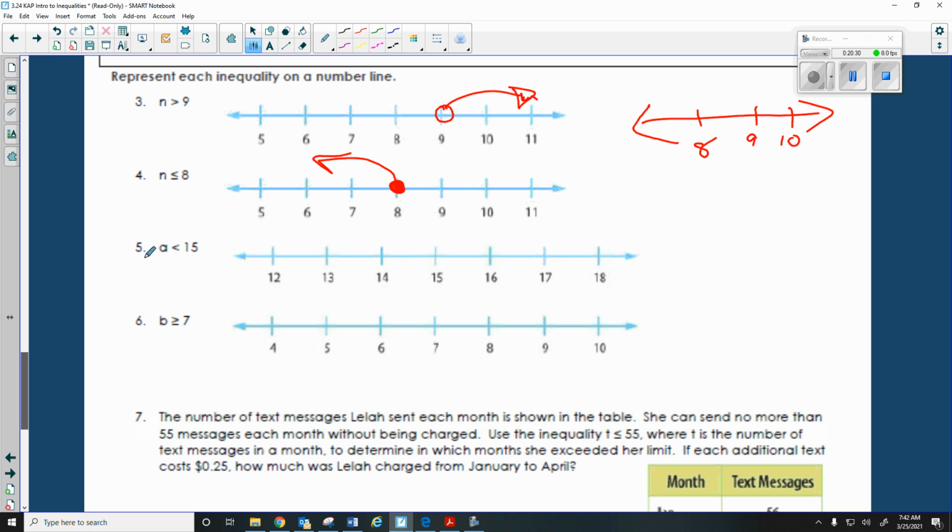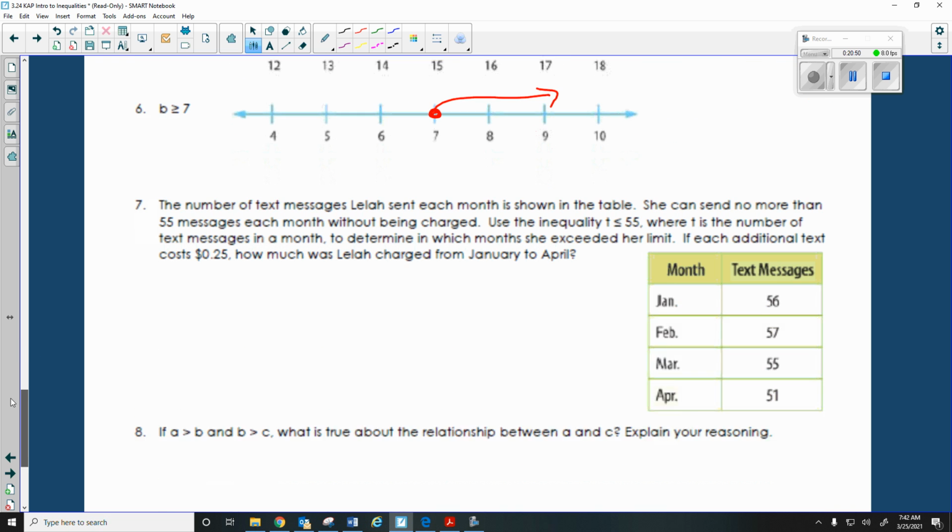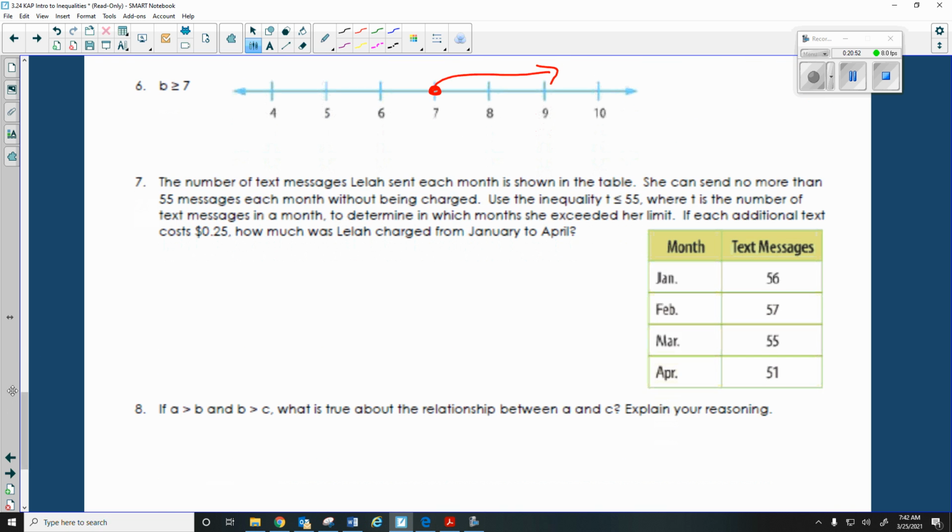Number 5, can I have 15? Nope, so it's going to be an open circle. And then I want the numbers less than that. Okay, and then last one, open or closed? Closed, and I need the numbers greater than, so it's going to be that way. Okay, last little bit, of course, is just applying a word problem to an inequality.